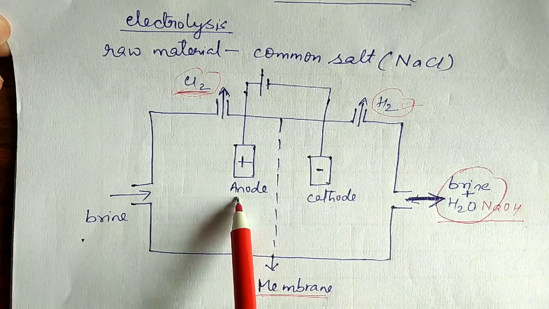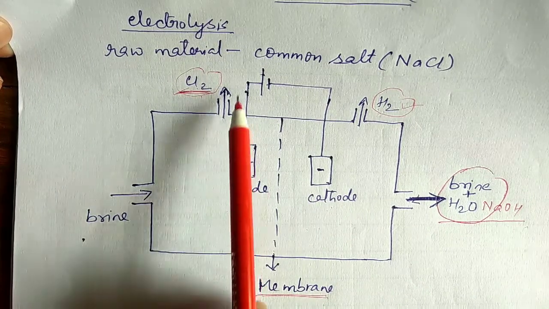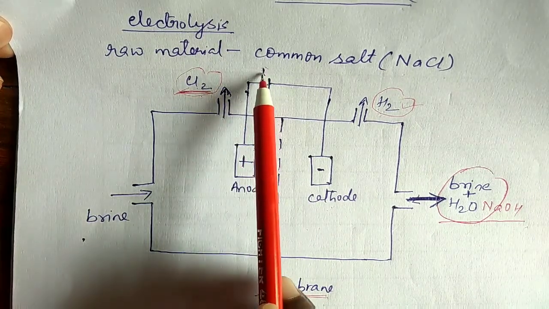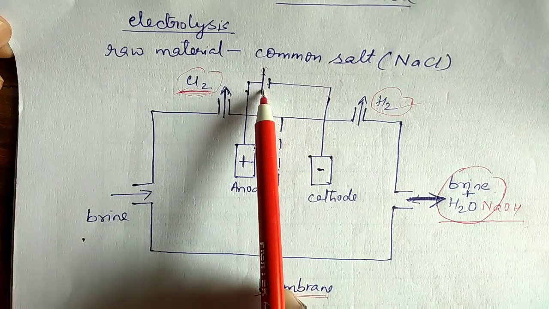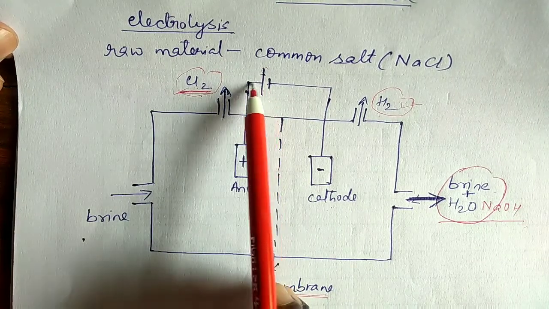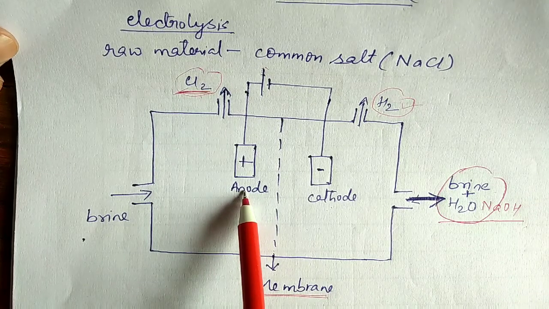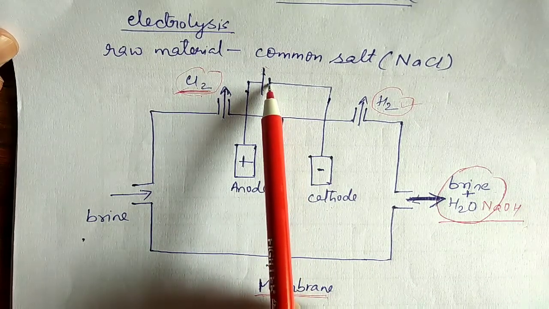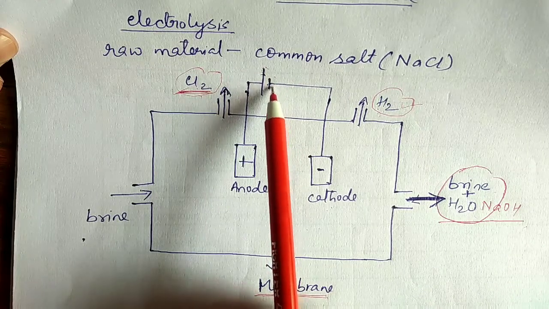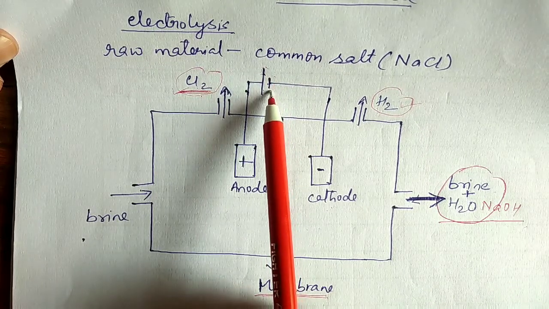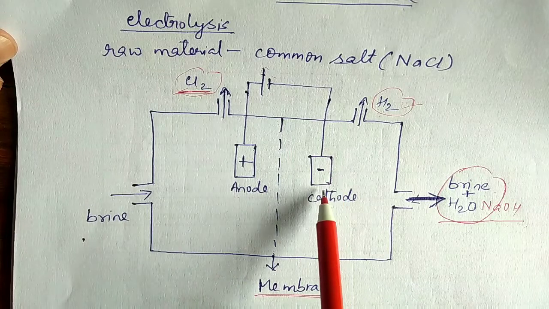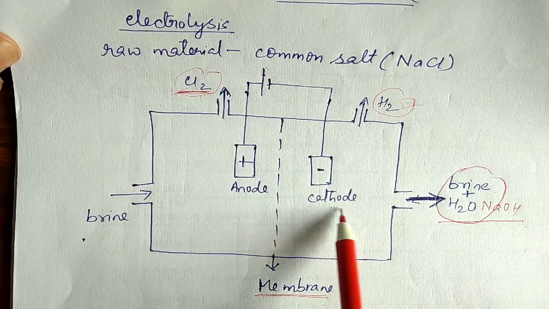In one chamber we have the positive electrode which is connected to the positive terminal of the battery, and the long line shows the positive terminal of the battery. The electrode which is connected to the positive terminal of the battery is known as anode, and the one which is connected to the negative terminal of the battery, the short line indicates the negative terminal, is known as the cathode.